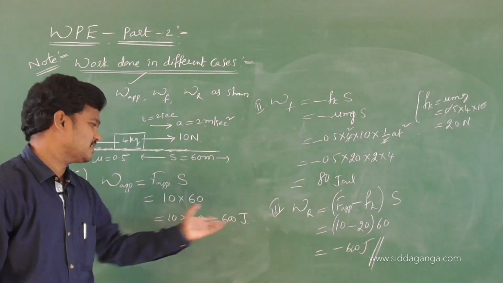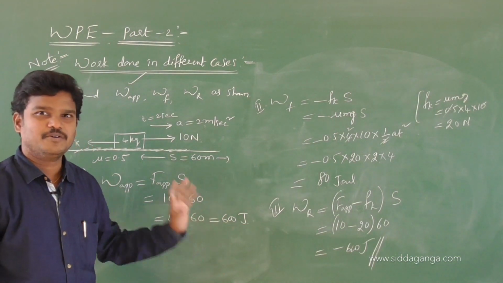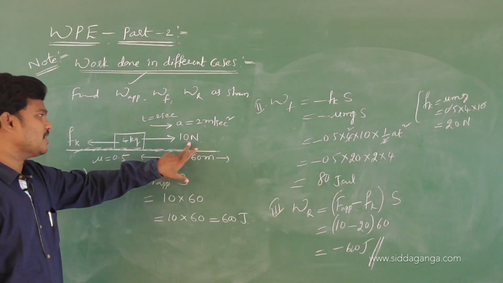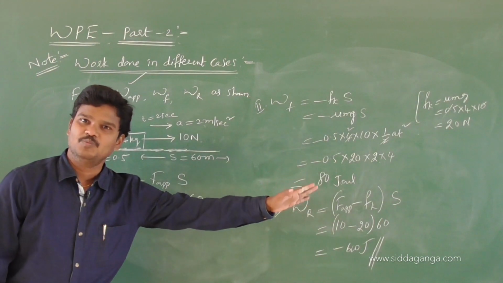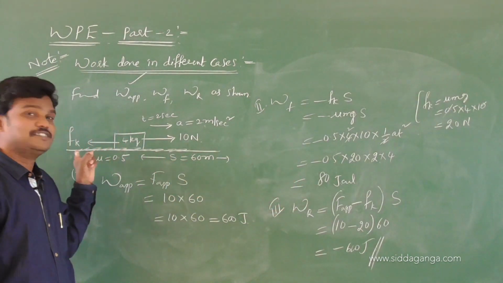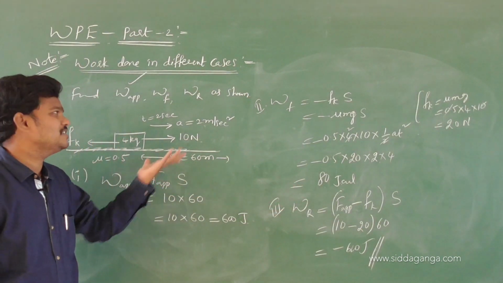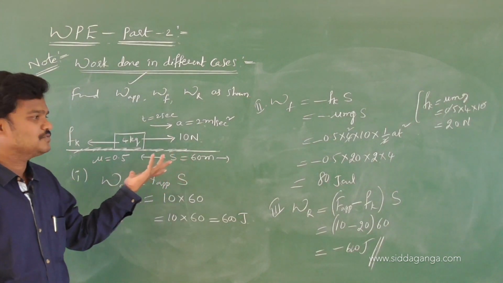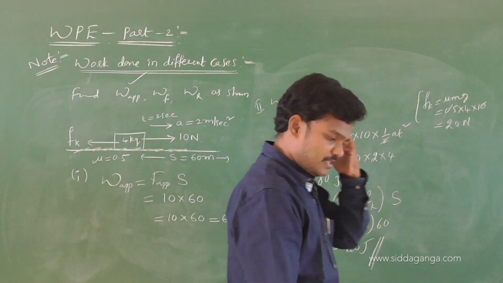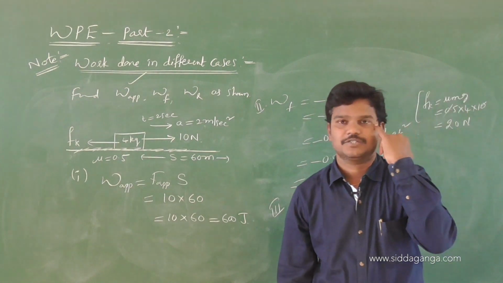Here I am getting minus 600, don't worry about these values. Anyhow, you got the idea. If this is more and this is less, then only the body will move. But what I got is that this is more, so the body won't move, then there is no acceleration. So no need to worry. Use the proper data from the NCERT textbook.